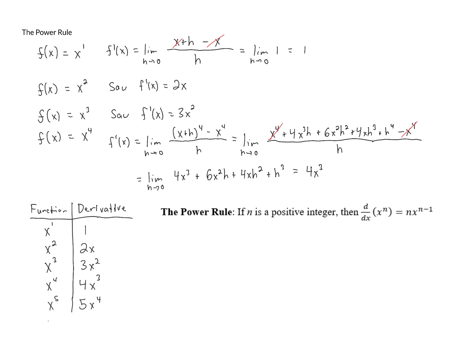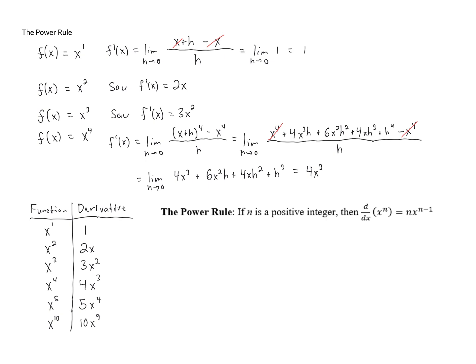If we wanted to differentiate x to the 10th, what would we get? Well, the exponent 10 goes out front as the coefficient, and we end up with the power decreasing by 1, so that's going to be 10x to the 9th power. That is the power rule, and there's some example problems in the videos for this lesson, so you can look at some more examples. But I want to do one more thing.